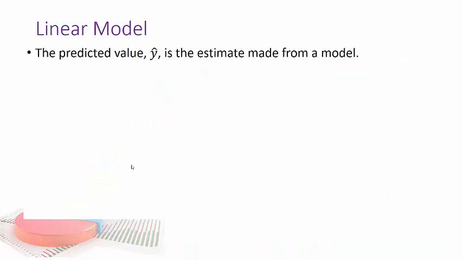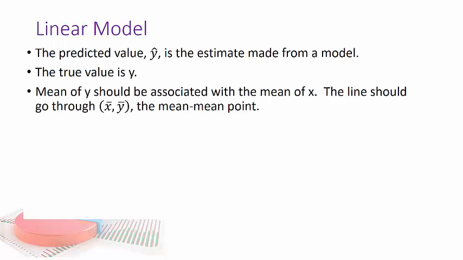But before I do that, let me go over some basics of the linear model. First of all, when we're writing it, the predicted value is called y hat, so it's got a y and a hat, and is the estimate made from the model. The true value is y. The mean of y should be associated with the mean of x, so the line should go through the mean point, x bar, y bar.